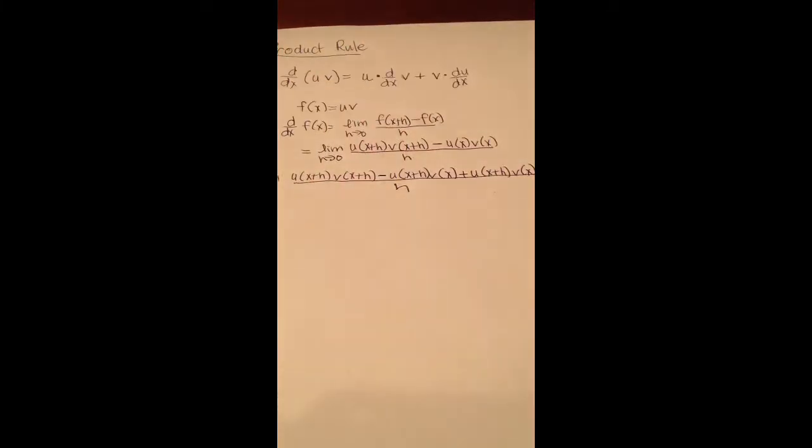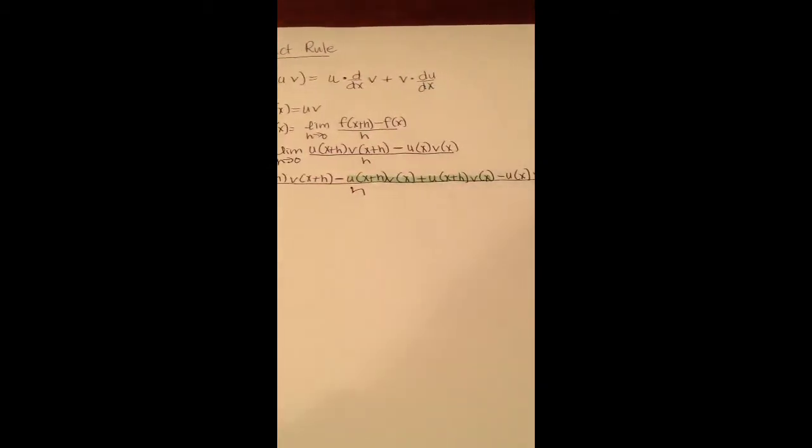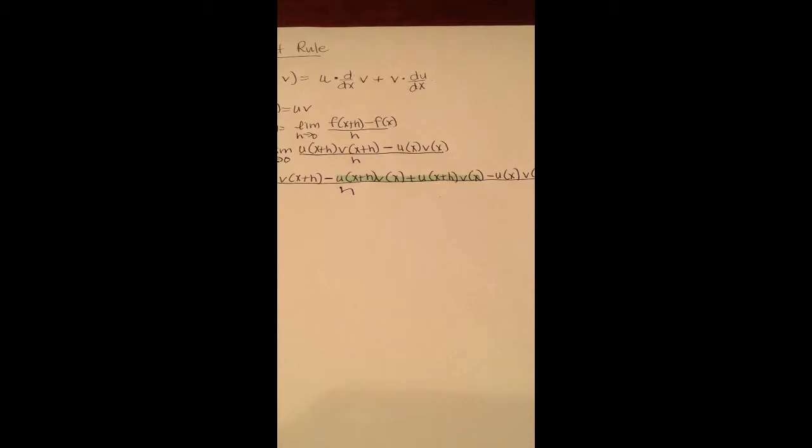Now I'm going to do the limit as h approaches 0. Let me just highlight again what I did. This value right here is really just 0. So I haven't changed the expression from up above. I just subtracted a value and then I added it.